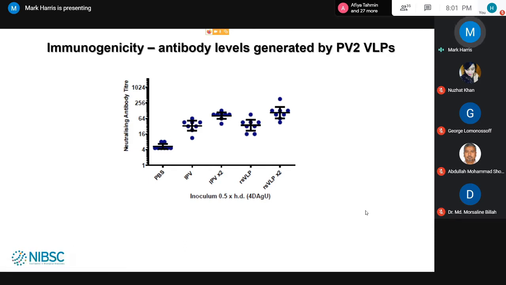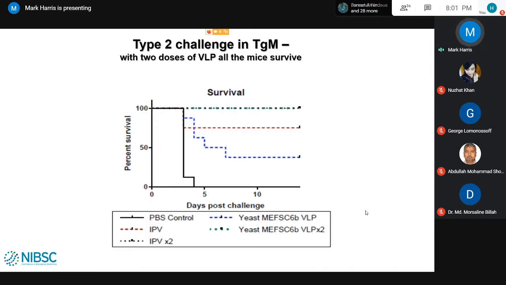So I'm not going to show you all the data. I'm just going to give you a little bit of flavour of the data to show you that things are looking pretty positive. If we look at PV2, which is one of the serotypes, we can look at the antibody levels. With 1 dose of IPV, and 2 doses of IPV it goes up, as you would expect. And with our VLP made in yeast, you get, again, an increase in antibody titer. And this antibody titer is pretty similar to what we're getting with IPV. So that's looking good. What about protection?